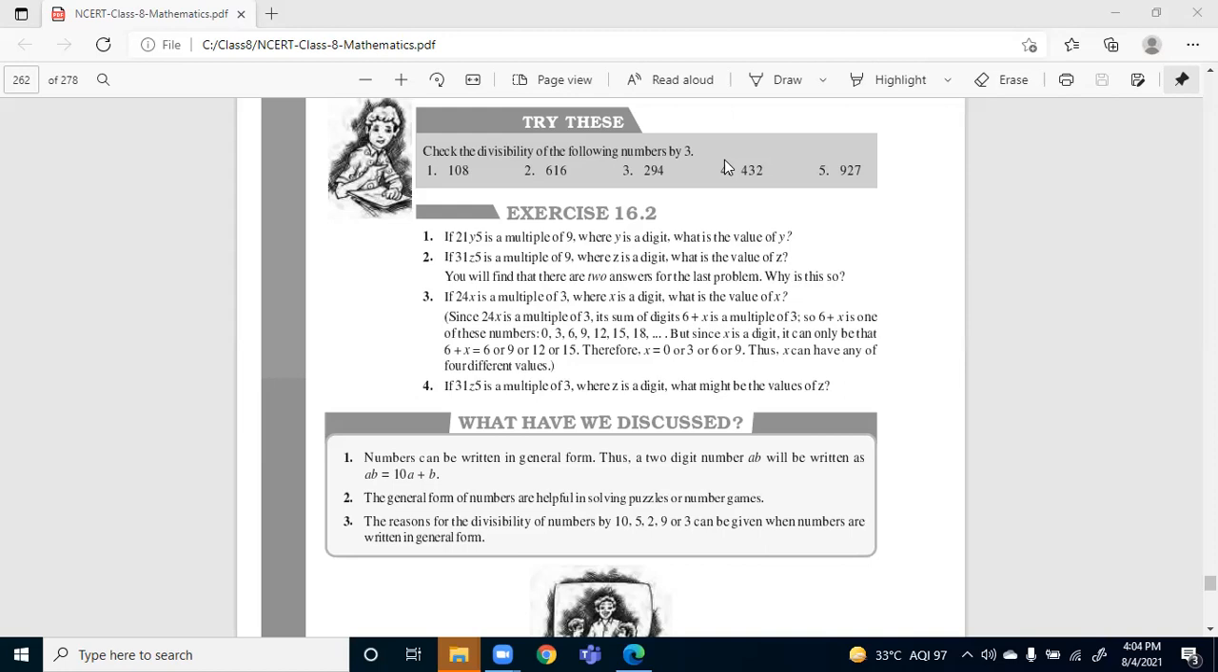Ma'am, 6 and 9. Yes, Dhriti, what are you saying? Ma'am, 6 can be 1 and 9. Please complete it properly. See, check each and every possibility. Okay, ma'am.